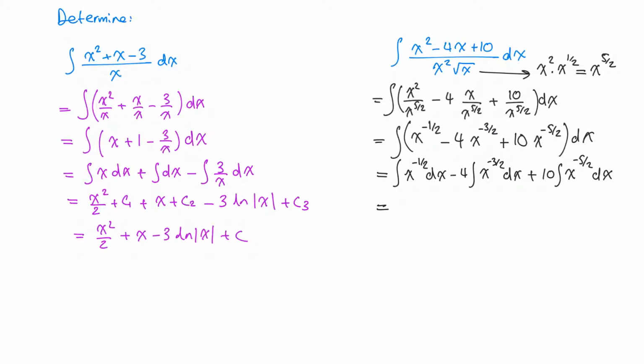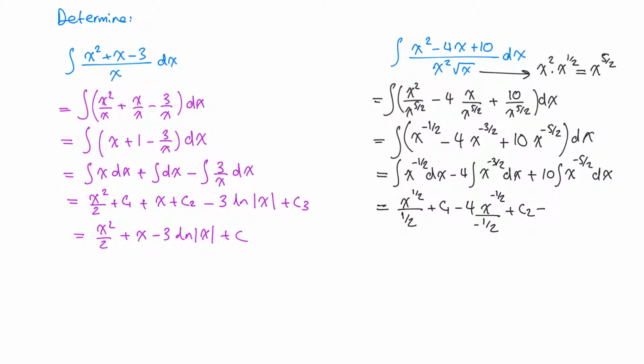So here I'm adding 2 over 2, so it becomes x to the 1 over 2 over 1 over 2 plus c1, minus 4 and negative 3 over 2 plus 2 over 2 becomes x to the negative 1 over 2, and I have to divide that by negative 1 over 2 plus my second constant, and the constant is also multiplied by 4, but since it's a constant and we don't know its value at the time, we can just leave it as c2.